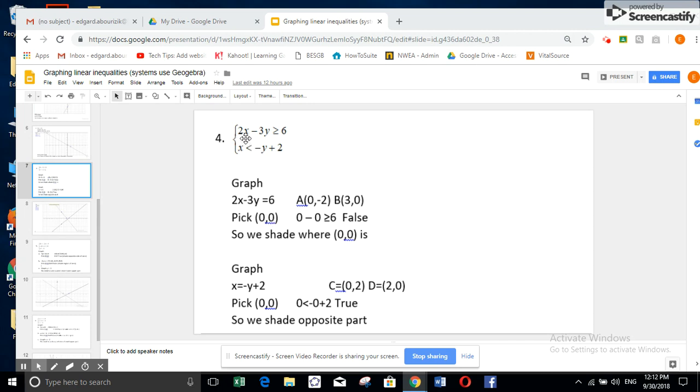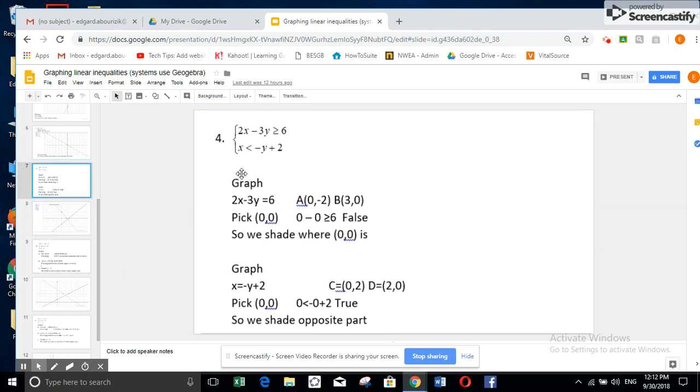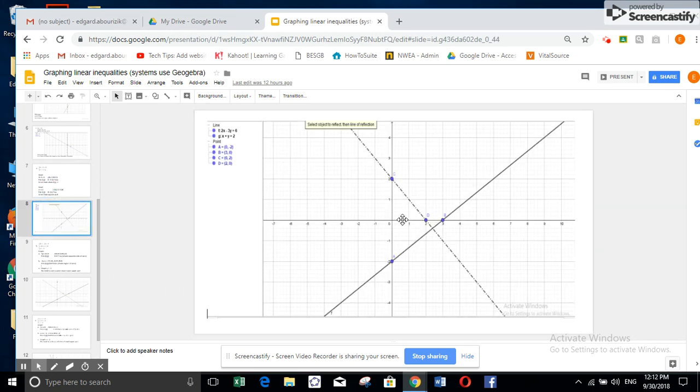So I pick the point 0, 0, since the line is not passing through the origin. If I replace it in the inequality, you're going to get 0 minus 0 bigger or equal to 6. Is 0 bigger or equal to 6? So false. What does this mean? So where the origin is, I shade it. So I go to this line. This is the line. It's bold because I have, as you can see, equal.